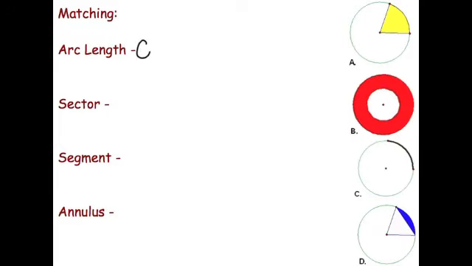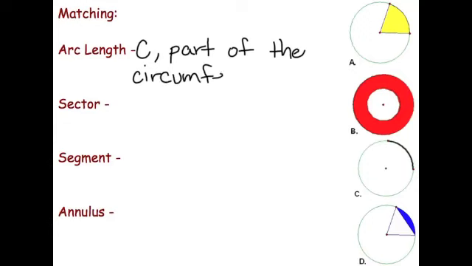So arc length is C, and that is just going to be part of the circumference. You think of that as like the crust on a thin crust pizza, just the edge of it. The next one is sector, which is A, which goes from the center of the circle and is the part of the area of that circle. So you can think of it like being that piece of pizza.